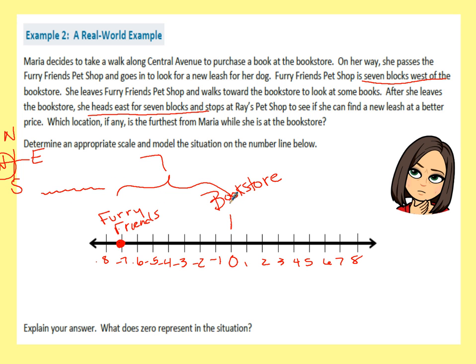She continued. She went in, she was at the bookstore. Then when she left, she went 7 blocks east. So now she went 7 east. So now she's right here. And that is Ray's.